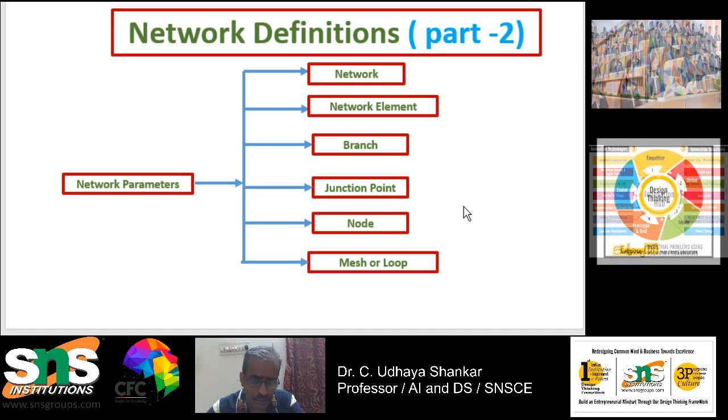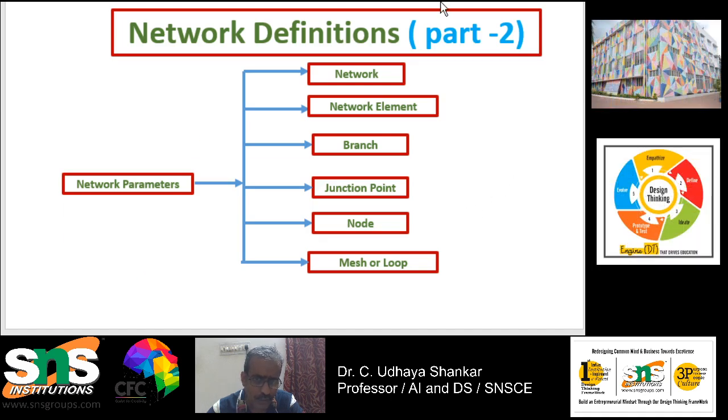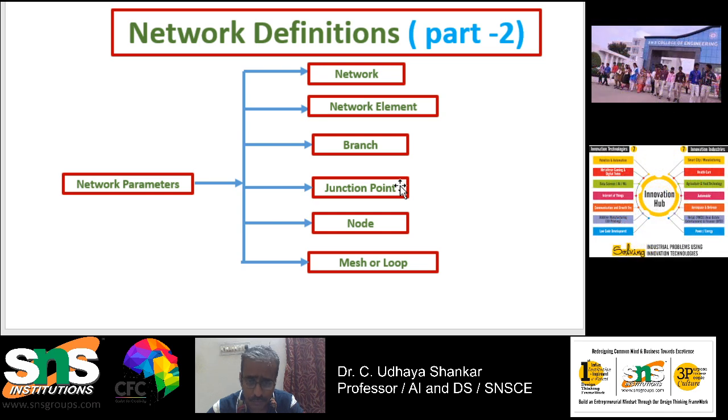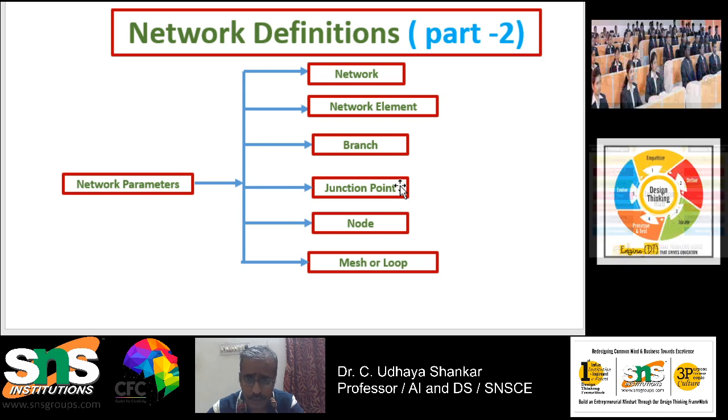In part 1, we discussed the different network definitions and parameters: network, network element, branch, junction point, node, mesh or loop. These parameters are very important to solve or design any circuits. Only if you are clear with all these parameters will you be able to design and solve the problem. In the previous video, we discussed what is a network, what is a network element, what is a branch. Hope you are all clear with the definitions.